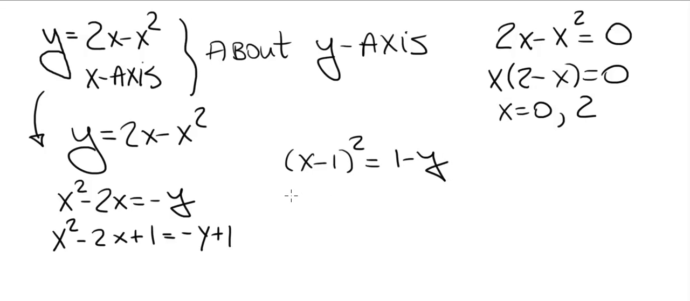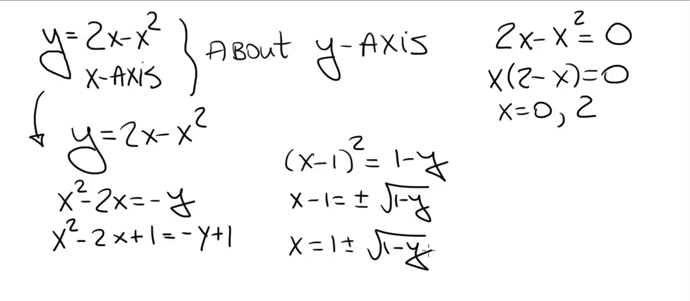Take the square root of both sides. X minus 1 is equal to plus or minus the square root of 1 minus y. X is equal to 1 plus or minus the square root of 1 minus y. Now, we're going to use in this problem what we call the washer disk method in order to find the volume of a solid of revolution.